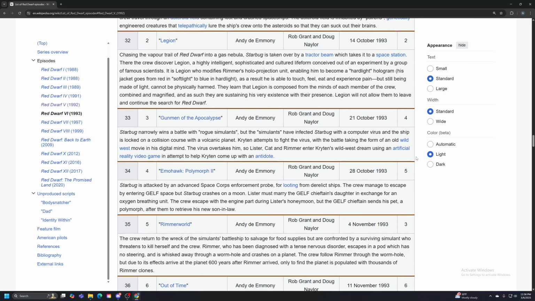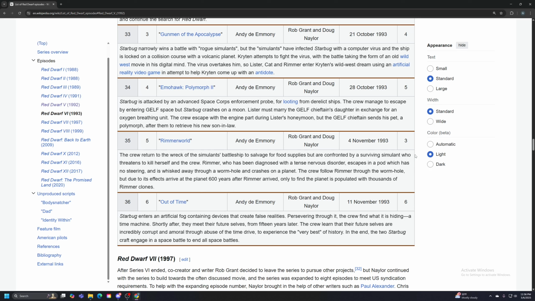Episode 3. Starbug narrowly wins a battle with rogue simulants, but the simulants have infected Starbug with a computer virus, and the ship is locked on a collision course with a volcanic planet. Crichton attempts to fight the virus, the battle taking the form of an old Wild West movie in his digital mind. The virus overtakes him, so Lister, Cat, and Rimmer enter Crichton's Wild West dream using an artificial reality video game in an attempt to help Crichton come up with an antidote.